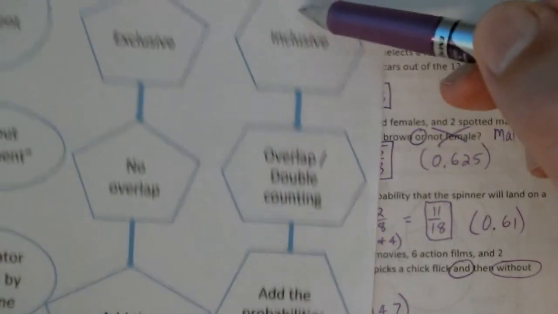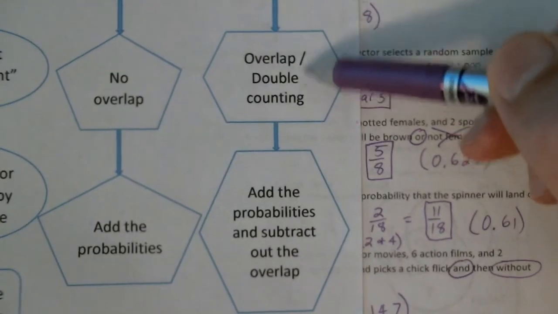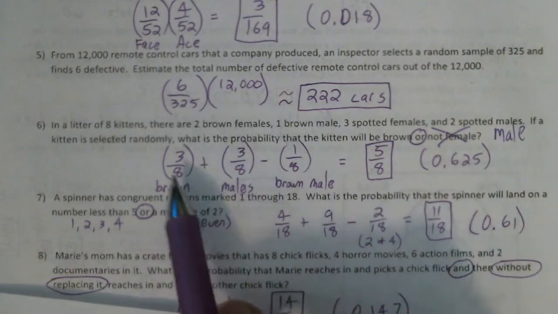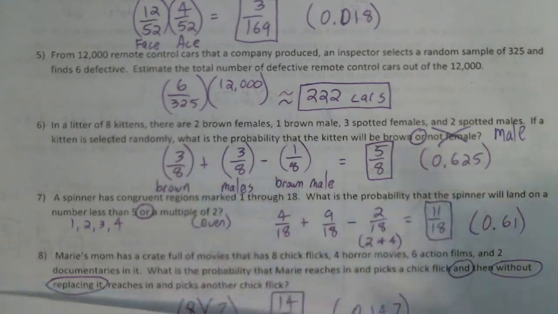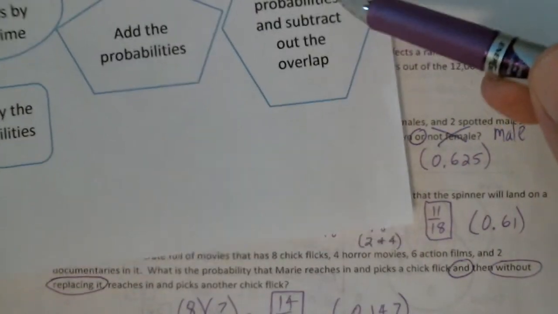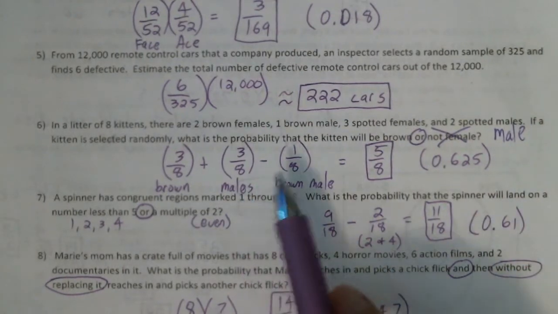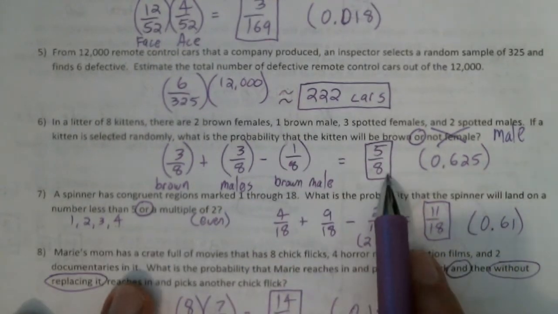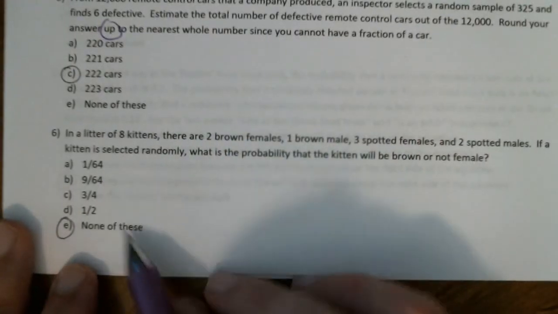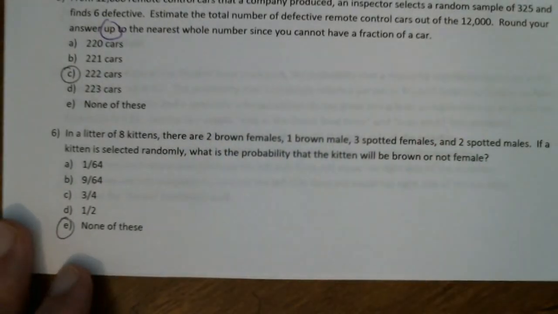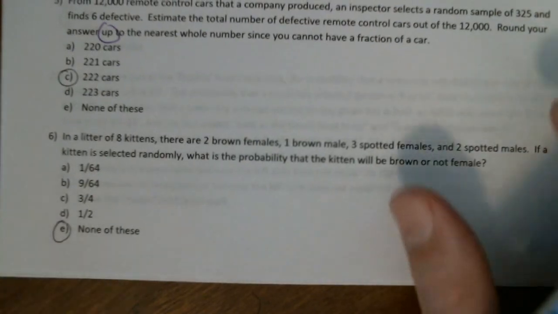Just like in the graphic organizer, it says if it's inclusive, then I have double counting. I cannot count that brown male here and here. I can only count him in one of the spots. So I have to add the probabilities and subtract out the overlap. So subtract out that 1 brown male. That gives me 5/8. Well, 5/8 is not one of your options, so the correct answer was E on that one. But 5/8 technically was the answer.